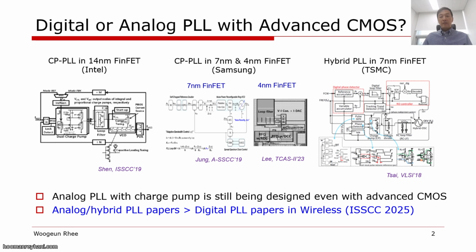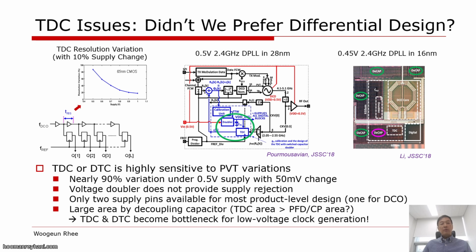As a matter of fact, in ISSCC 2025, the number of analog and hybrid PLL papers was larger than digital papers in wireless applications. So what is the reason? One of the reasons is that the TDC, time-to-digital converter, or the digital-to-time converter is highly sensitive to process, voltage, and temperature variations. For instance, if we want to design a PLL on a 0.5 volt supply voltage, even a 50 millivolt supply change of the TDC will make the delay vary over 90%.